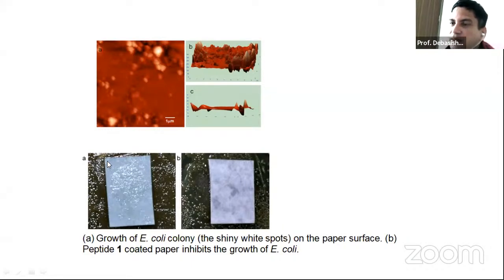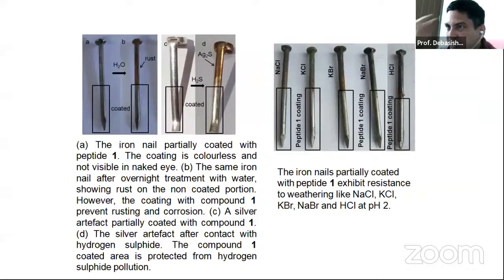And we found that when the paper is not coated, it's the normal paper, these bright spots are actually the E. coli colony on the paper surface. But when the paper is coated with the compound, there is no E. coli colony. So we can use the paper for packaging purposes, where we need to restrict this kind of contamination by bacteria. So this is a good packaging material, we can say.